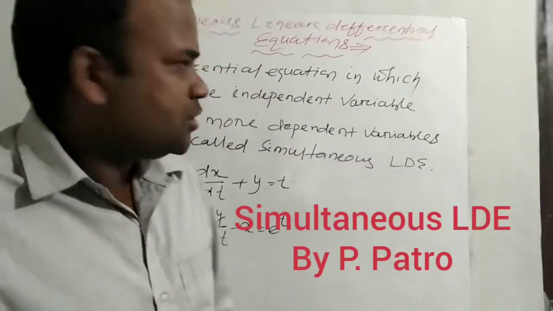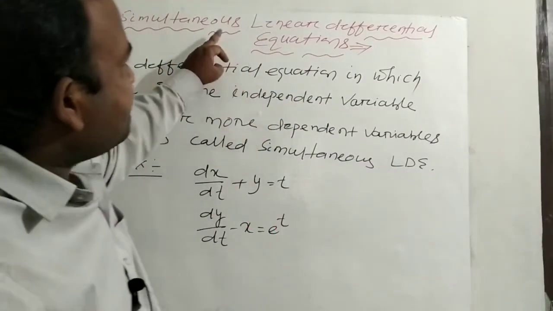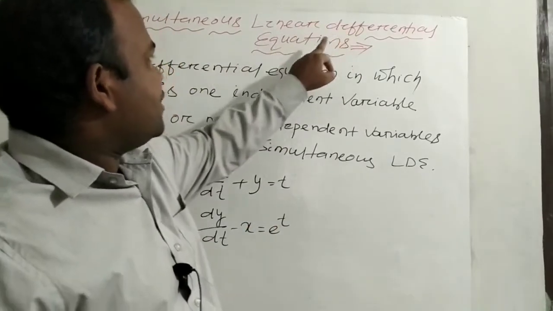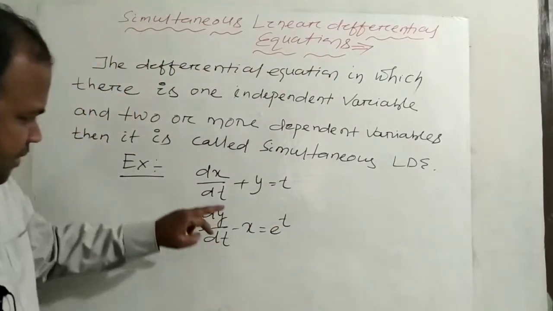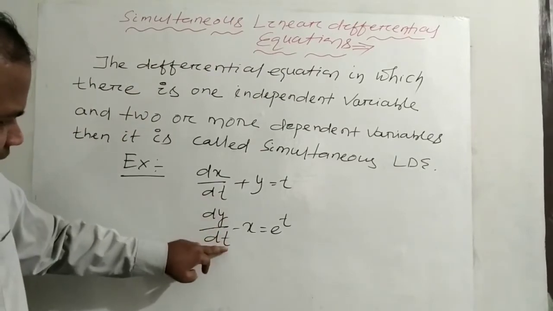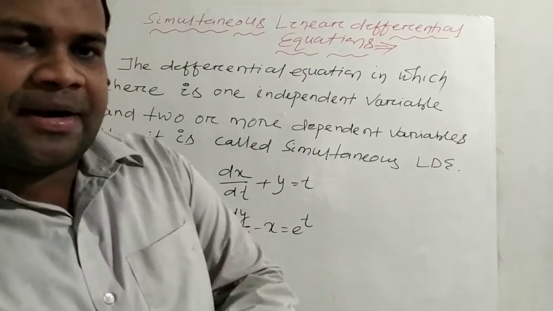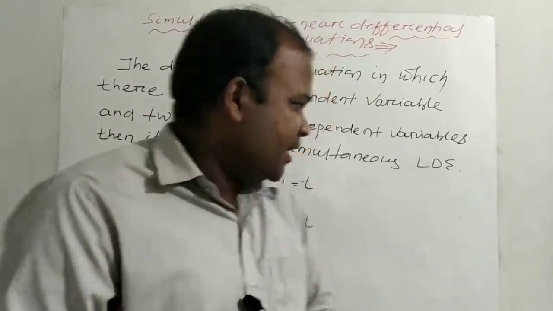I am Pramod. Today we will discuss simultaneous linear differential equations. A linear differential equation in which there is one independent variable and two or more dependent variables. So what do we mean by dependent and what do we mean by independent variable?